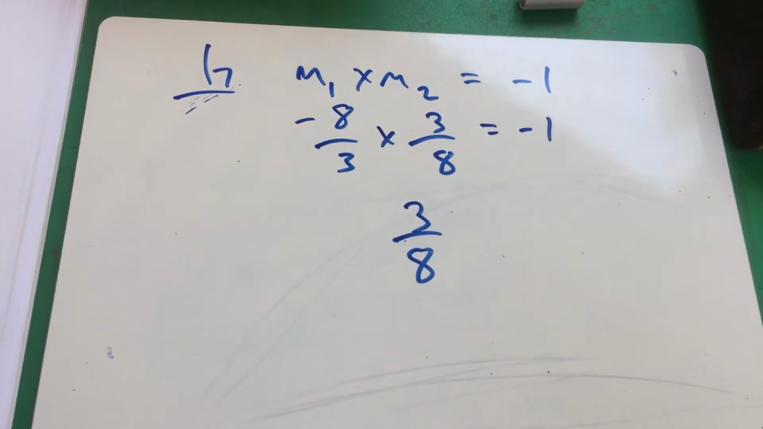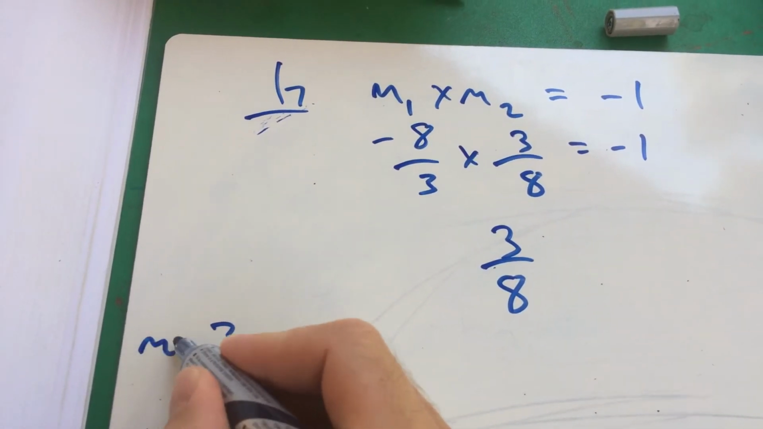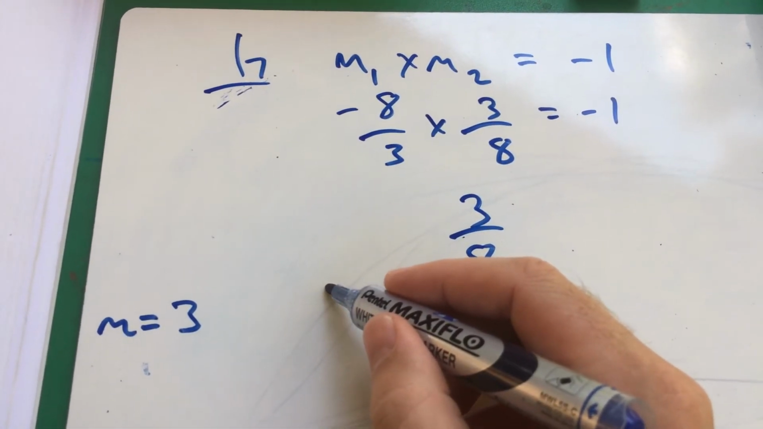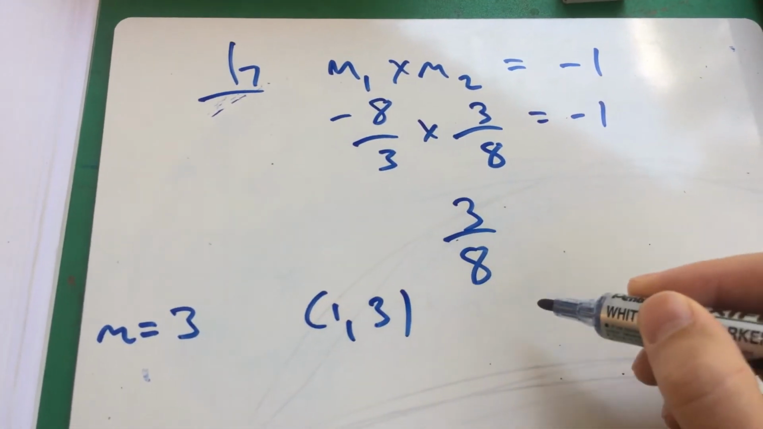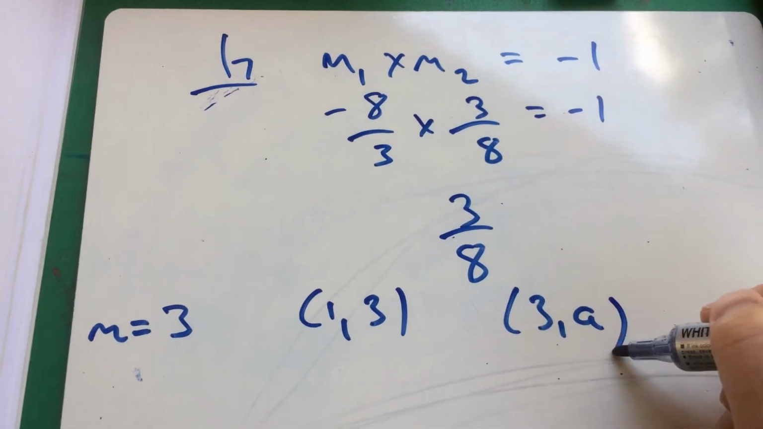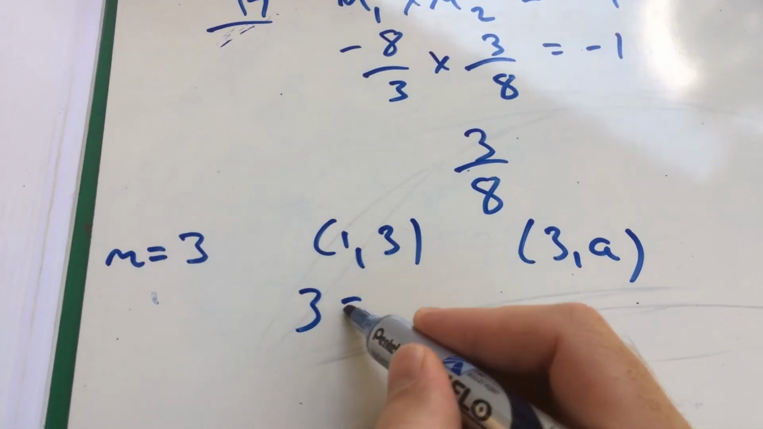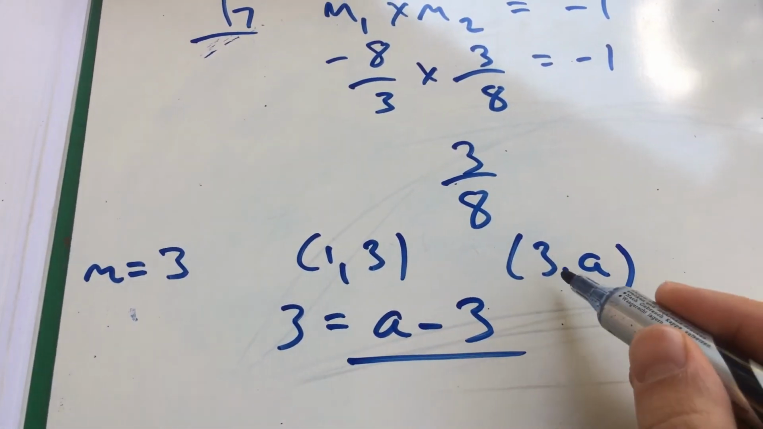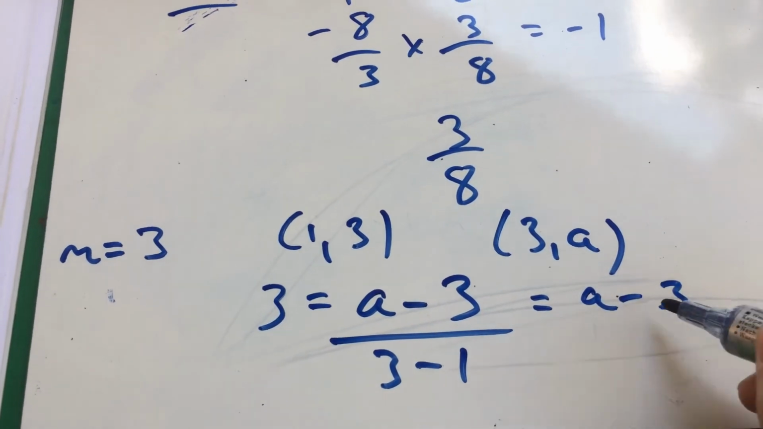Okay, so there's one other type of question I want to show you. It's one where we're given the gradient, say the gradient is 3, and we've got to find one of the values. Say we're given the points, let's say the points are (1, 3) and (3, a). Now, I'll use that same formula, but now I've got m to be 3. I do a minus 3, and I do 3 minus 1. Now I've got a minus 3 over 2.